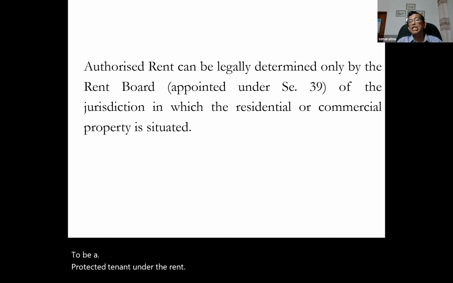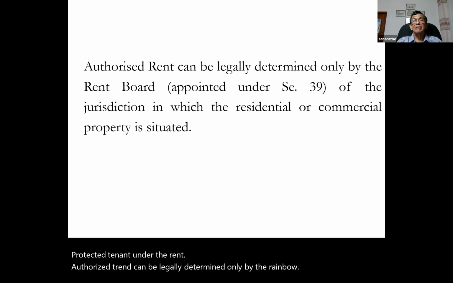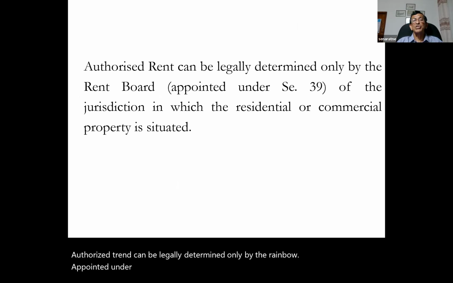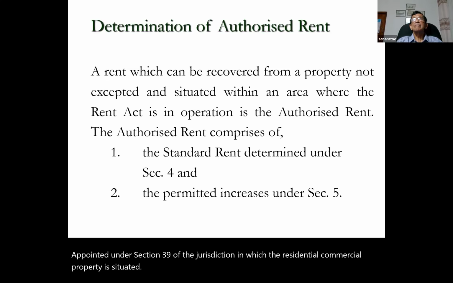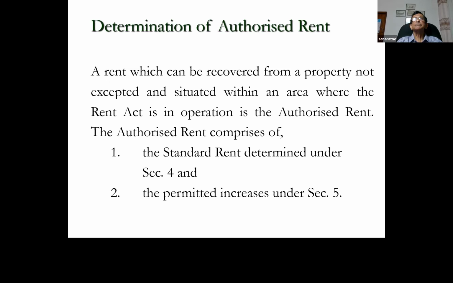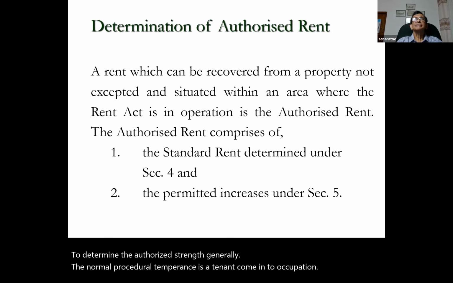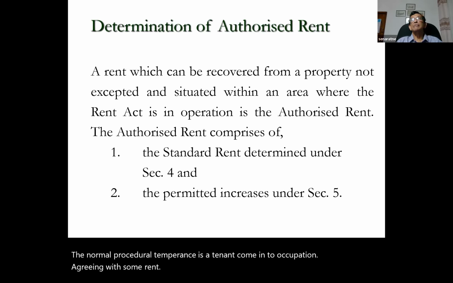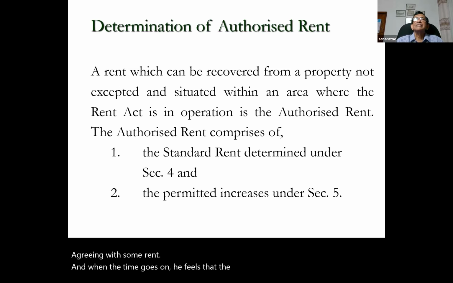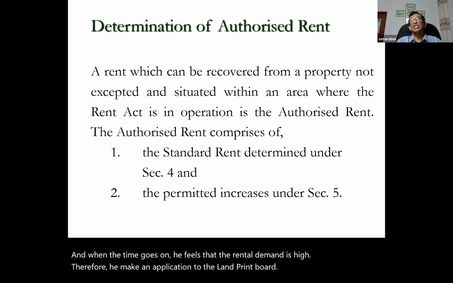Authorized rent can be legally determined only by the rent board appointed under section 39 of the jurisdiction in which the residential or commercial property is situated. To determine the authorized rent, the normal procedure is that a tenant comes into occupation agreeing to some rent, and as time goes on, he feels that the rental demand is high. Therefore, he makes an application to the rent board to get the authorized rent determined.